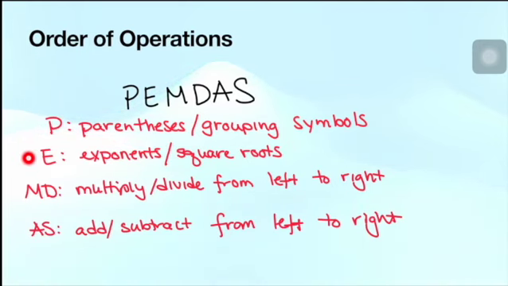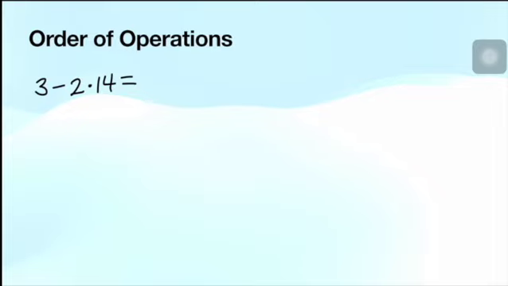After parentheses, we do the exponents, and we'll also do any square roots in this stage as well. Then the MD means we multiply and divide from left to right. So we'll actually do those steps at the same time. Multiply and divide, working from left to right. And then finally, we'll finish by adding and subtracting, again, working from left to right. So let's take a look at a couple of examples.